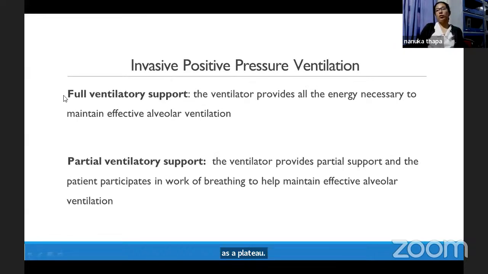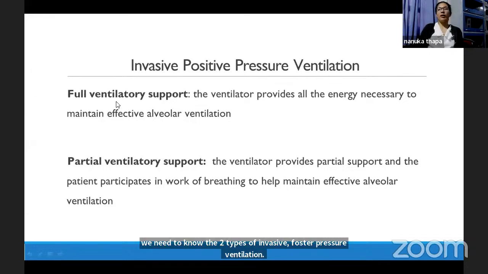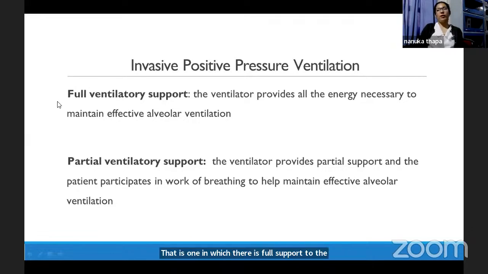Now we need to know the two types of invasive positive pressure ventilation. There is one in which there is full support to the ventilation. Here, the ventilator provides all the energy required to maintain effective alveolar ventilation. Here, the patient has no control over the ventilator support. The second one is the partial ventilatory support, where the ventilator provides only partial support, and simultaneously the patient participates in the work of breathing. And this helps to maintain effective alveolar ventilation.